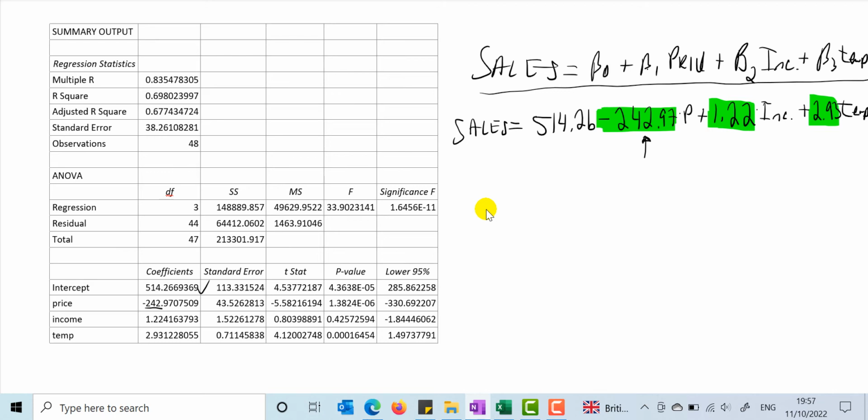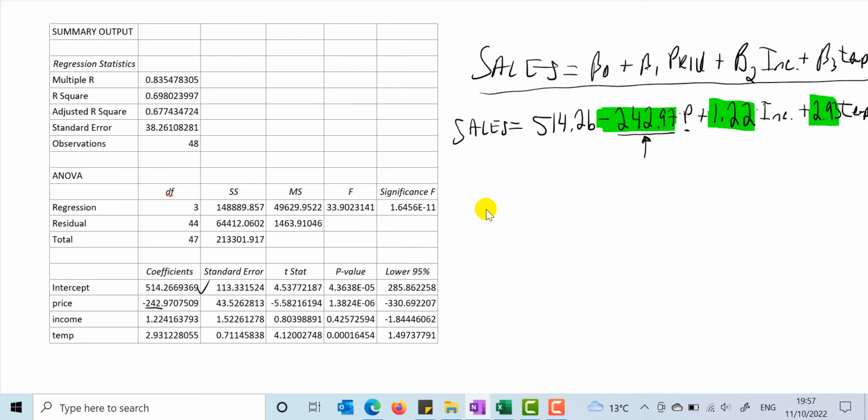Now what this means is this. In this context, a dollar increase in price results in the quantity demanded, or sales, declining by 242.97 units, holding everything else constant. So by increasing the price by, let's say, $1, we would see a reduction in the quantity demanded by this much. This is consistent with the law of demand: when the price increases, quantity demanded decreases.